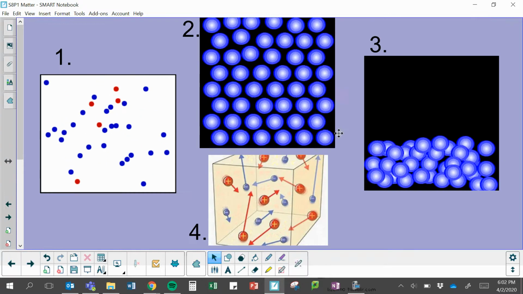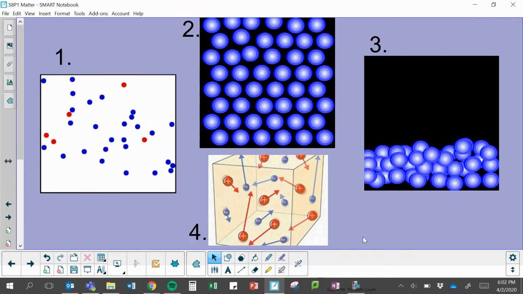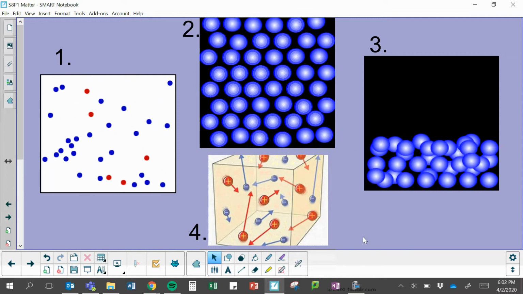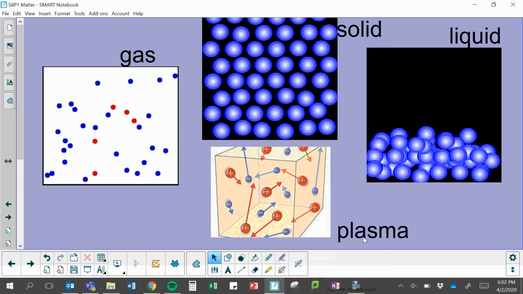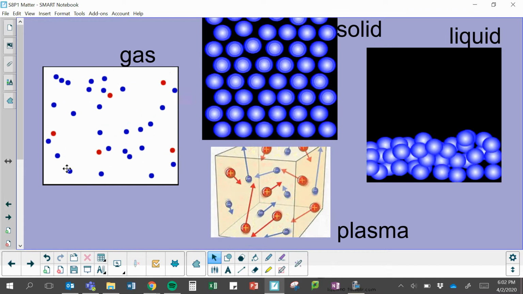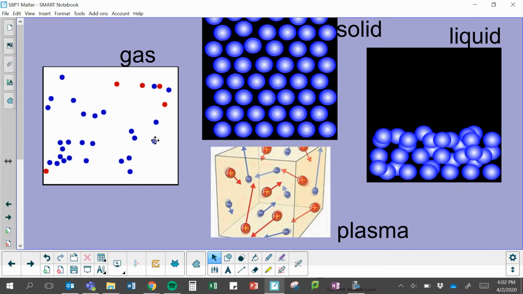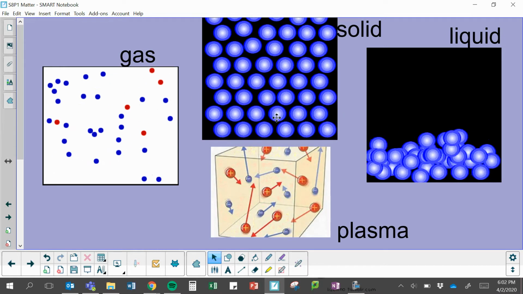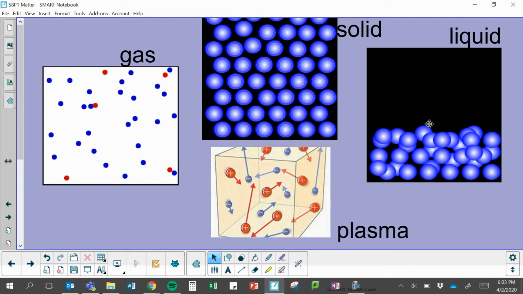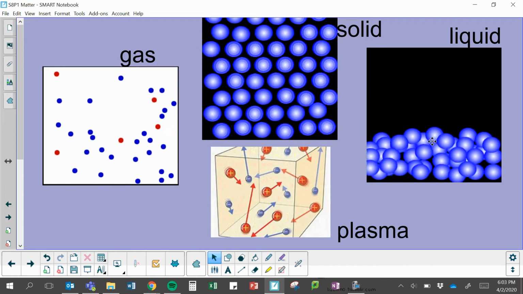Okay, so identify which one is which for these different ones: solid, liquid, gas, or plasma. Our gas is going to be this first one, where the particles are moving, there's lots of space in between them. Solid, here, all of the particles are just vibrating, they're staying in the same place. Liquid, they're moving past each other.